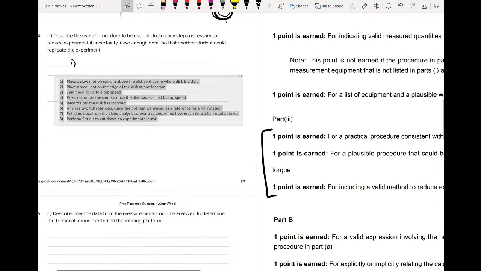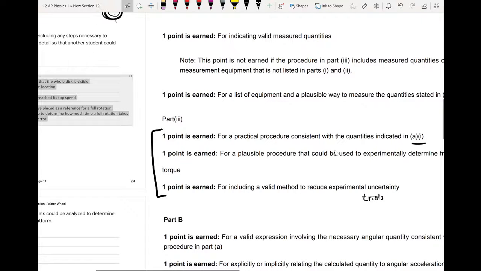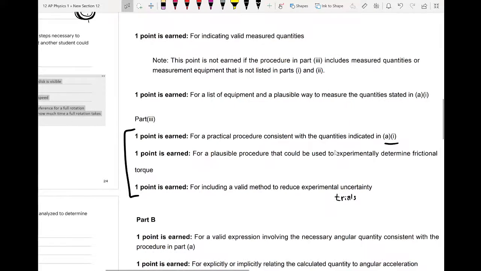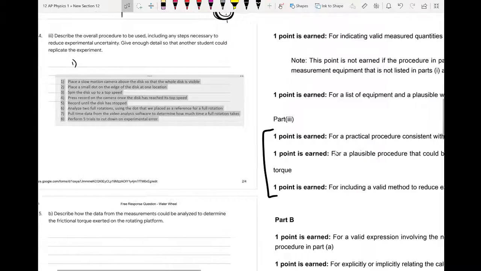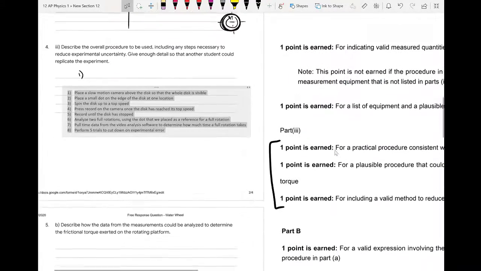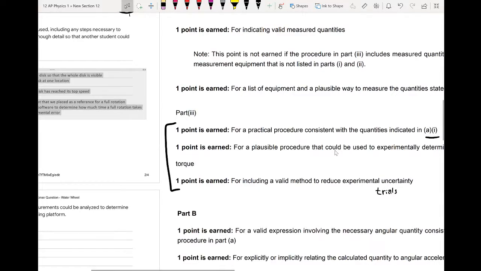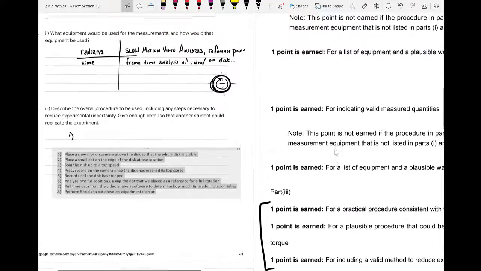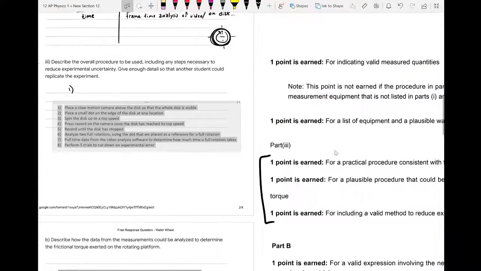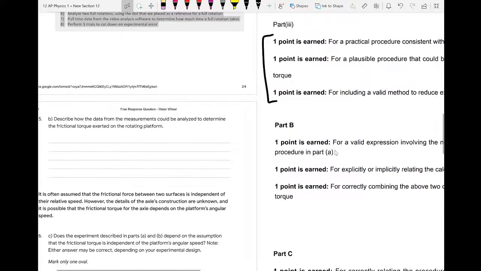All right, so if we look at what we needed, we need a practical procedure that's consistent with the quantities we measured. That's good to go. We only use the tools that we said we could do in part A. For a plausible procedure that could be used to experimentally determine frictional torque, that'll give us everything that we need. And then for a valid method to reduce experimental uncertainty, which we said that we did. So we are good to go. We have referenced everything that we have, and that's really all that we need.